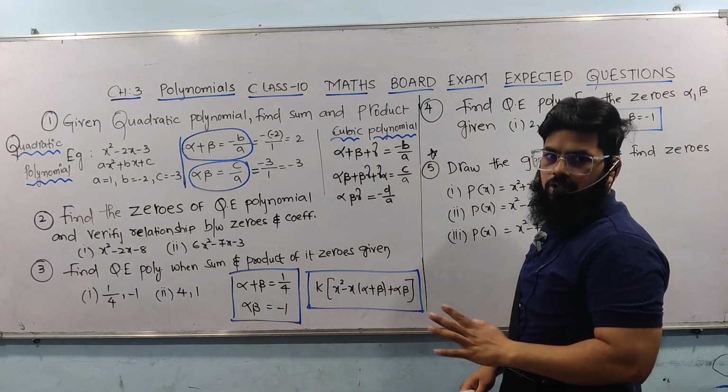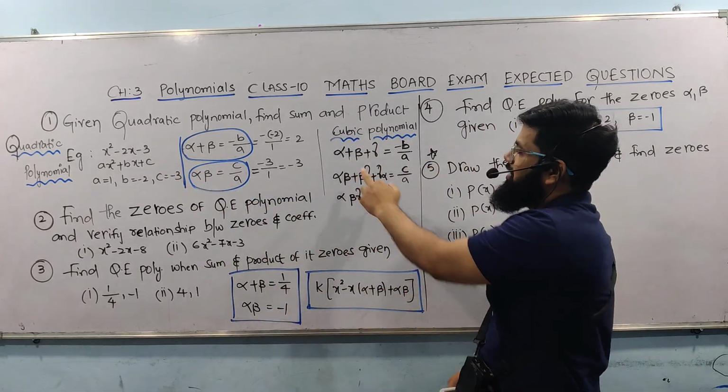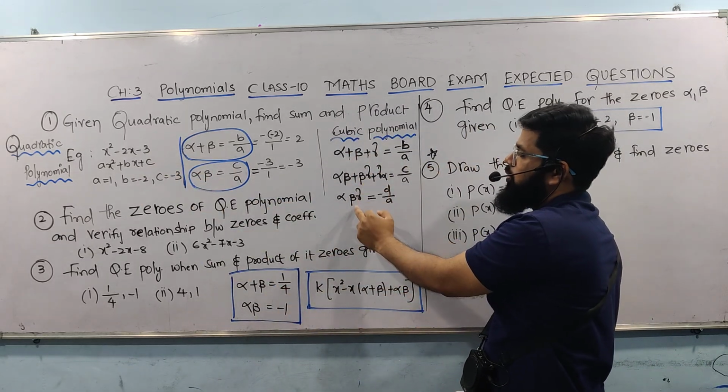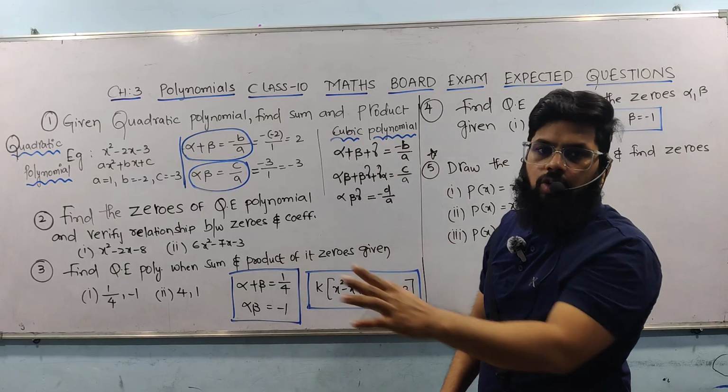Okay, this is the first one which we are expecting, and the same thing they will be asking for a cubic polynomial. Instead of a quadratic polynomial, they will give you a cubic polynomial, and they will ask you to find the sum, or sum and product, or only the product. These are the formulas you need to use if they are asking for a cubic polynomial.